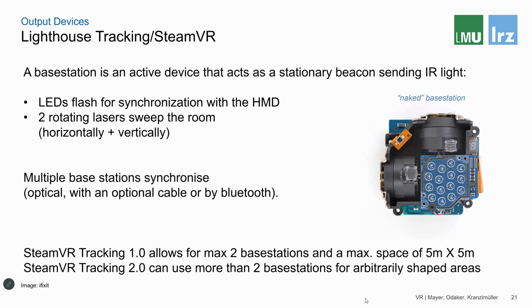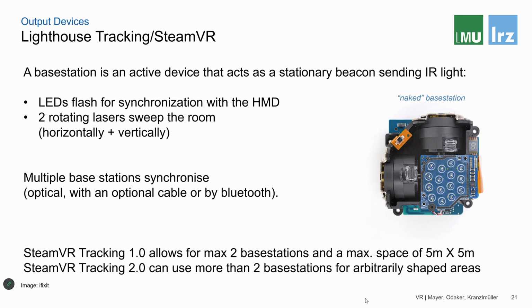And if you have multiple base stations, you can imagine that they need to synchronize. So without synchronization, just a number of base stations randomly flashing around and lasering around the room, that would just end up in confusion. So you need these 2 synchronized so that one flashes, one sweeps, second flashes, second sweeps, and so on, so that you get a coordinated system that allows the headset to do proper tracking. And as I mentioned, this synchronization can be done with cable, optical, or Bluetooth, depending on what version of SteamVR you have.